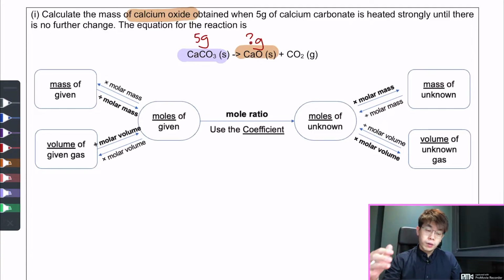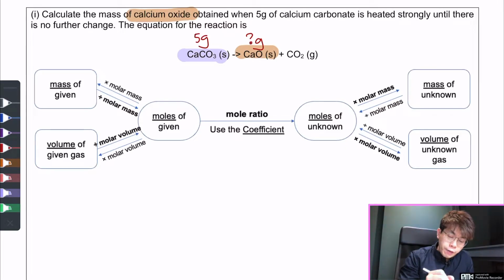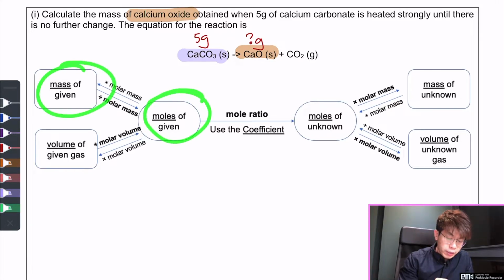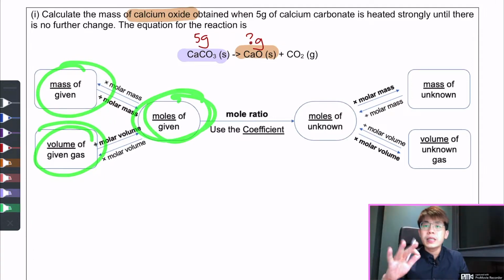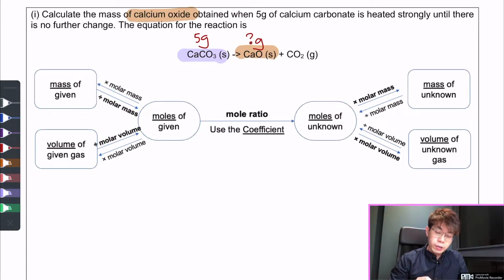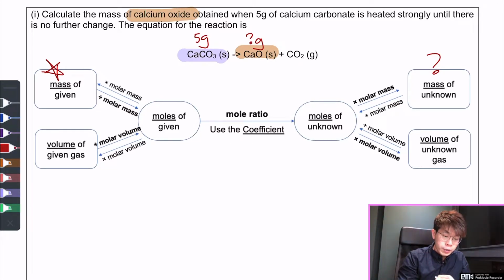Actually, this type of question always has around 3 steps, and I'll break down the 3 steps for you. First, I have a given. As you see over here, I have a given: a mass of given, either volume of given or the moles of given, either one. And then I need to find the unknown. Over here, I am given the mass, and I want to end at the mass of the unknown, which is over here. The first step I need to do is to convert the mass to the number of moles. This is my first step.